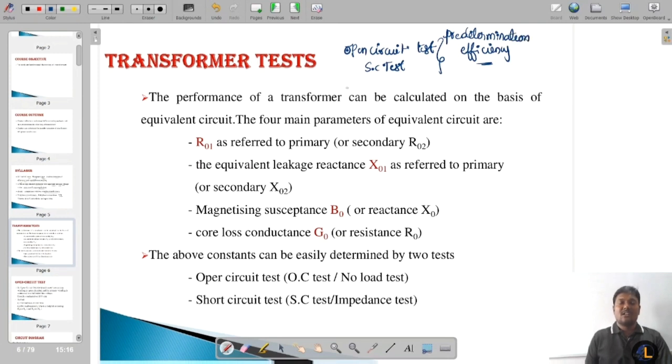Without applying an external load, if we conduct these two tests, we can calculate the efficiency as well as the voltage regulation. And there are three types of tests. One is the open circuit test, another is the short circuit test, and the other one is the Ammeter test.